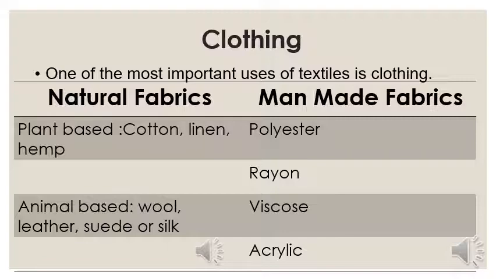Rayon and viscose may be something you might not have heard of before, but they use the leftover byproducts, such as sawdust, to actually make fabric. Another example would be acrylic. The reason I usually include acrylic here is because it's something your school jumpers are made of.